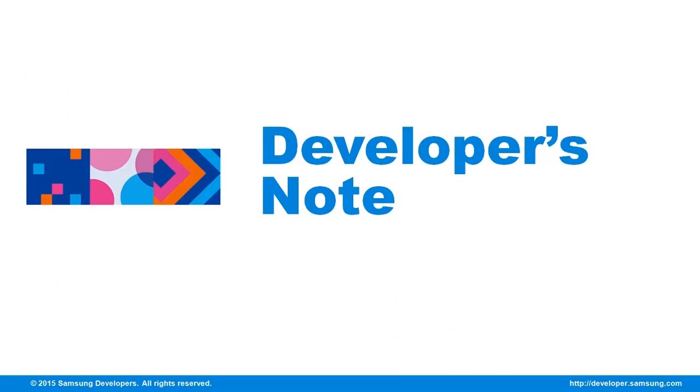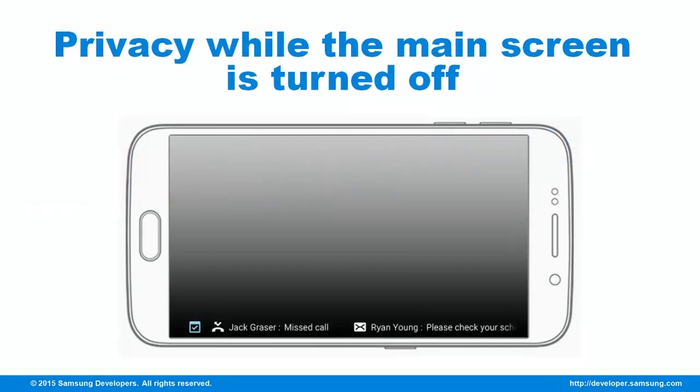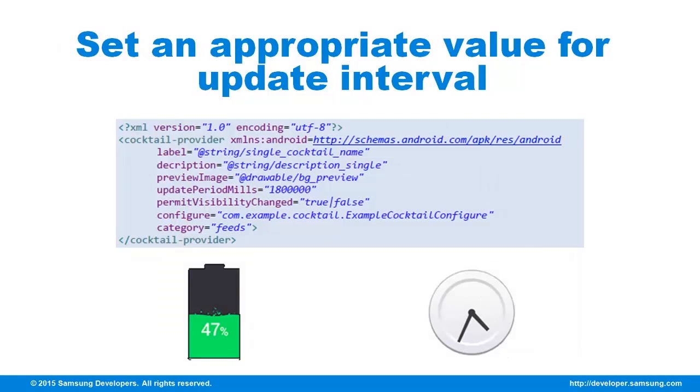Here are a few things to remember when you opt to use the Edge features. Take caution in sending information to be displayed. Since this panel is visible when the phone is locked, make sure that the user's privacy is not breached. When specifying the value for update period millis in the cocktail provider info metadata, it is not suggested to update it frequently, not more than once an hour, to conserve the battery.